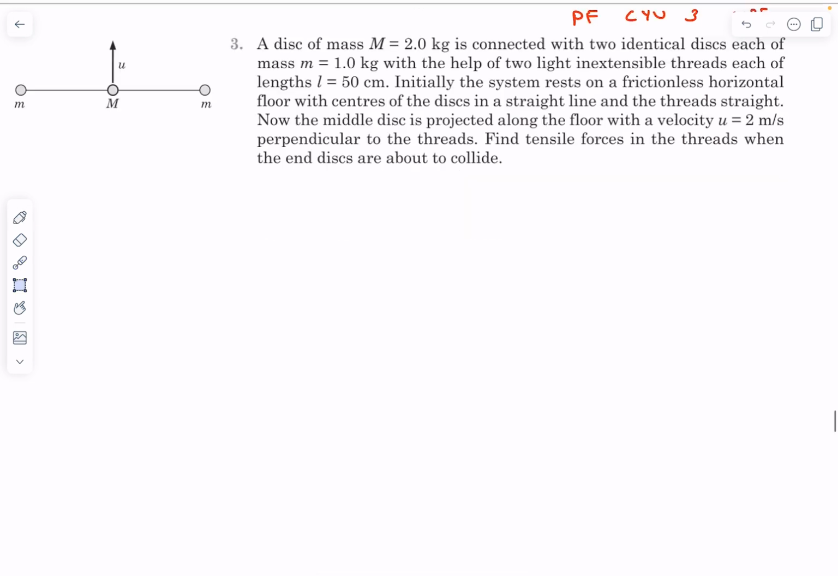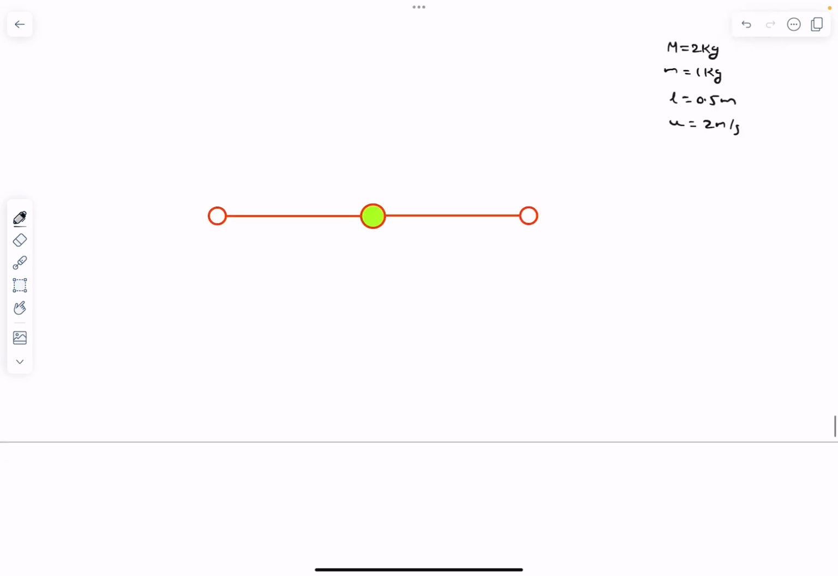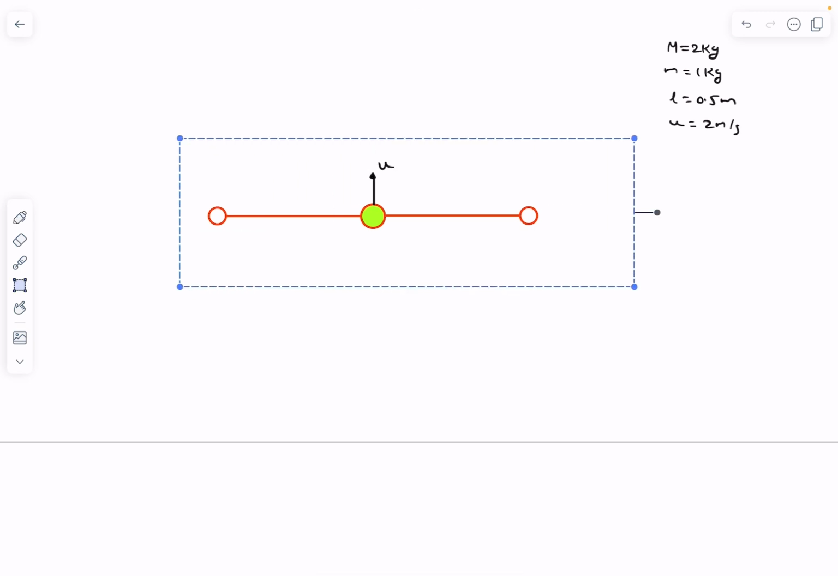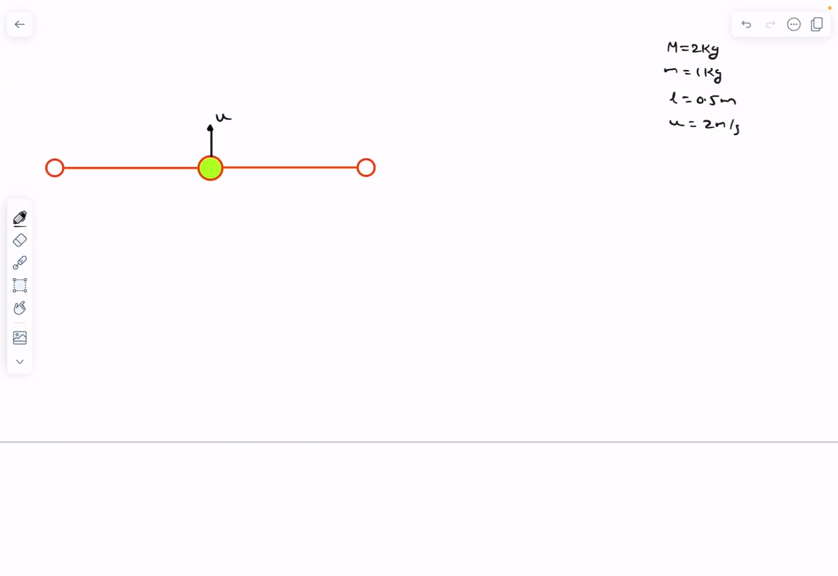First, let's start by drawing a diagram. Let's say this is the initial diagram, and it's projected upwards with a velocity of u. Again, we are going to work with the center of mass frame here, because of the same fact we used in the previous question, and that is the net external force is 0 if we take all the three balls together as a system.